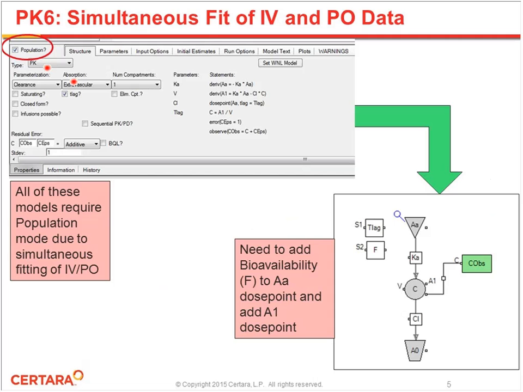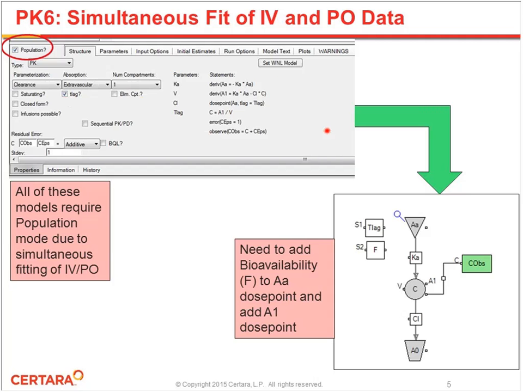It's a PK type, and most of the settings are default. Parameterization, we stick with clearance. For absorption, we choose extravascular, and we expect a slight delay between dosing and first measured concentration, so we check this box T-lag. We'll stick with one compartment, which is what we've seen from the exploratory data analysis. The rest remains as default.